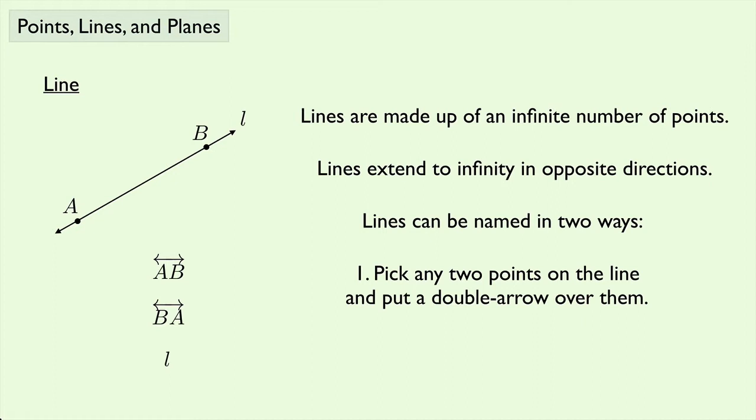like I did with the A and the B. And also, you might sometimes see lines named with 3 points, like A, B, C, and then you would have a big double arrow over all 3. But more often than not, you'll see just 2 points used. And you could also just use a lowercase letter to name a line.